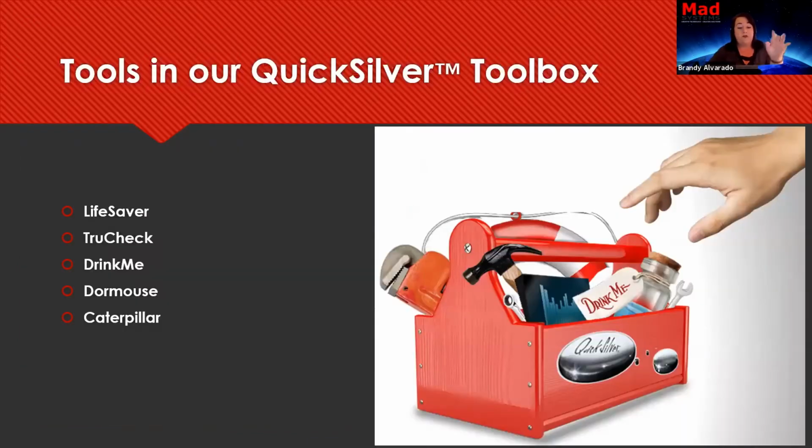Today, we're going to be covering 5 of the tools in the QuickSilver Toolbox, including Lifesaver, TrueCheck, DrinkMe, Dormouse, and Caterpillar. I'll be giving you an overview of each of those and discussing their features. Please note this webinar by no means covers every single part of the QuickSilver range. There are quite a number of products and product variations, including various inputs, outputs, and a host of other equipment, and also some other tools and devices that the system configuration of QuickSilver has made possible.